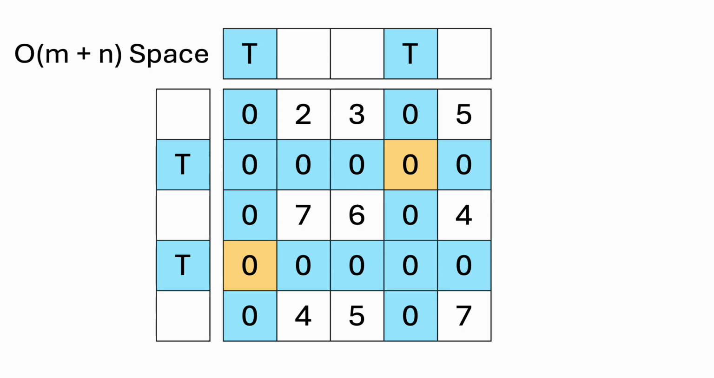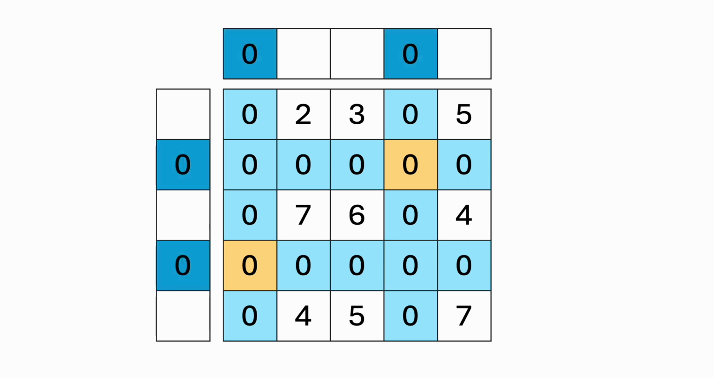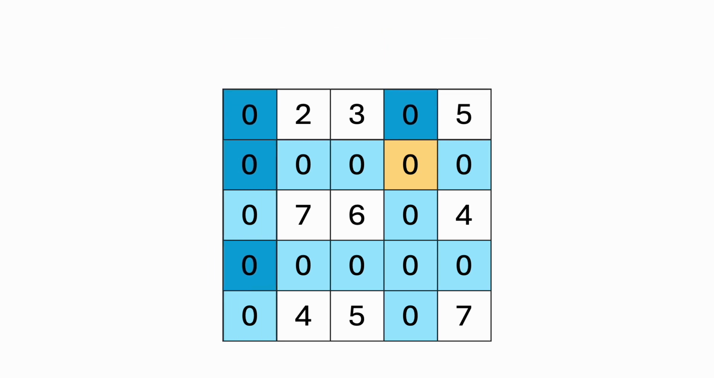Now we can actually take this one step further and solve this using constant space. And we're going to do this by using the first row and first column of the matrix itself as the indicator arrays. So the first change I'll make is, instead of using true, I'll use a 0 as my indicator. And now we're going to use the first element of each row and column to indicate whether that row or column needs to be zeroed out. So the first row and first column serve as the indicator arrays.